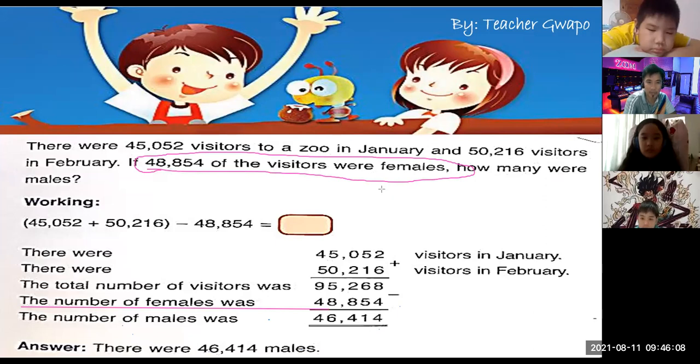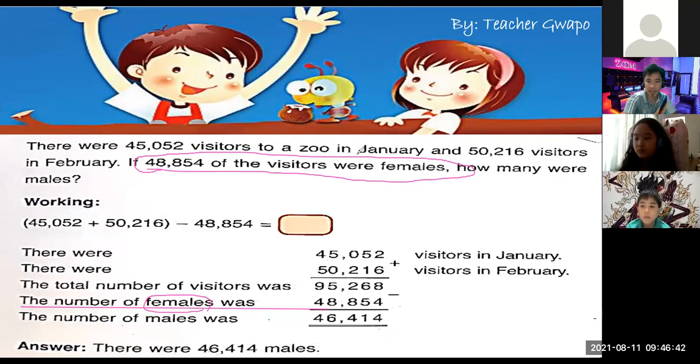How many were males? So if my question first is how many females, right? How many females are there? 48,000, right? But if I ask you how many males, the number of males, you have to subtract. First, you have to add, okay? You have to add the numbers of visitors in January and February, because there are 2 months.